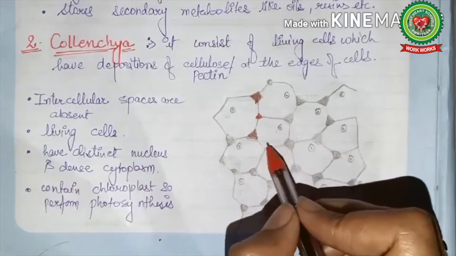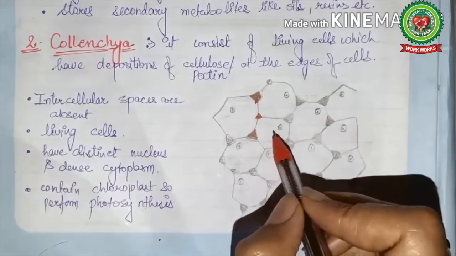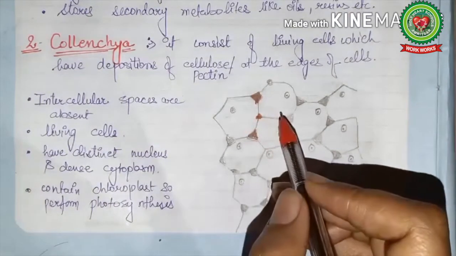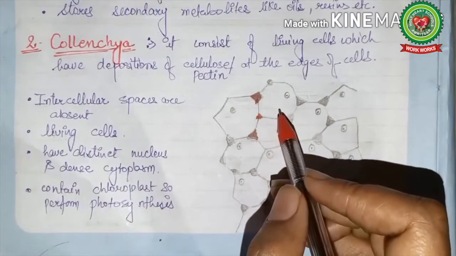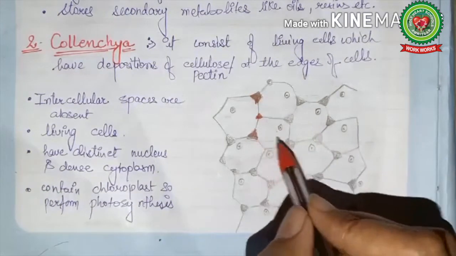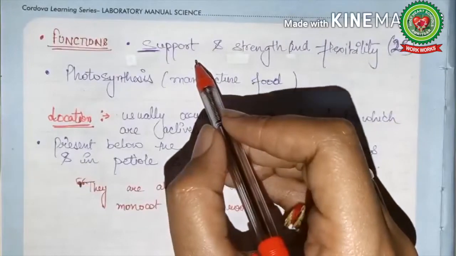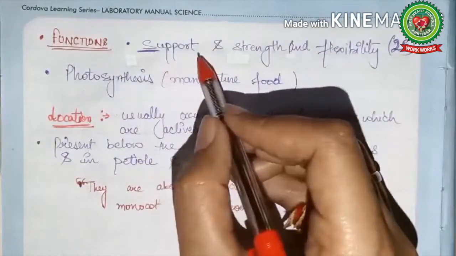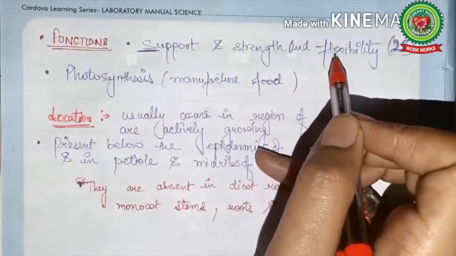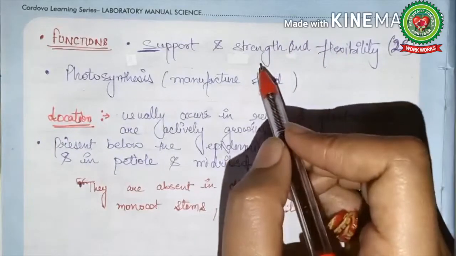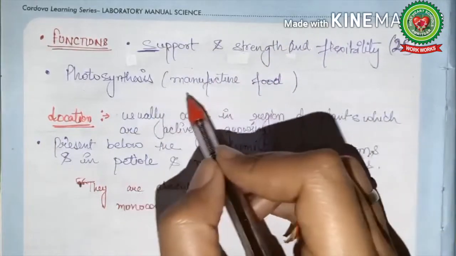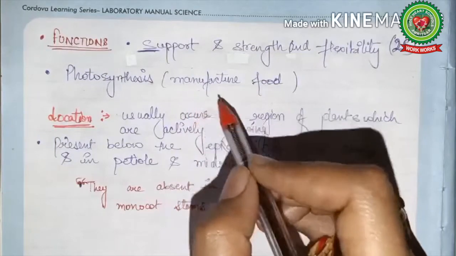They have dense cytoplasm with small vacuoles. Here, they mainly contain chloroplast and perform photosynthesis. So their basic function is to synthesize the food for the plant. Now if we talk about the function, it is to provide support, strength and flexibility to the plant. Along with this, it also helps in synthesis, that is, it undergoes photosynthesis.